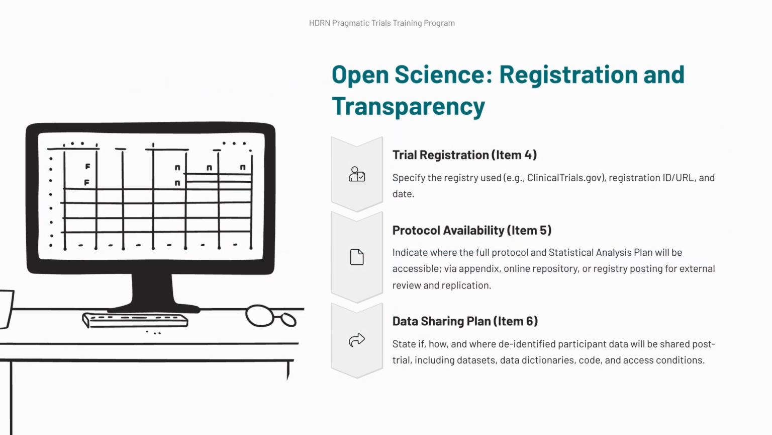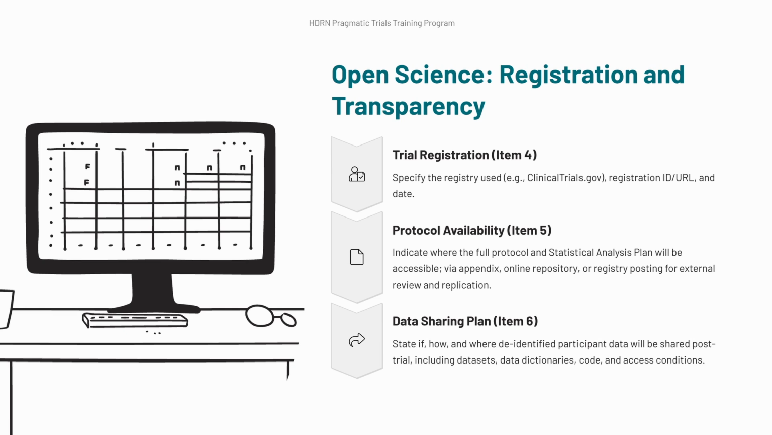Now to the new Open Science section of SPIRIT 2025. This reflects a big push for transparency and helps prevent the dreaded file drawer problem, where negative or null trial results are never published. First, Item 4, Trial Registration.